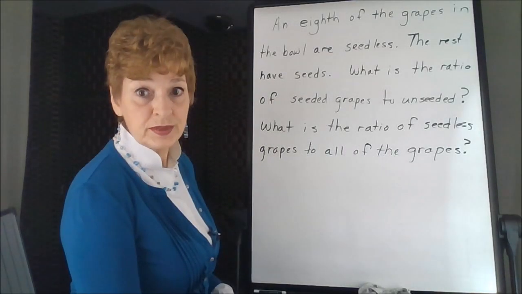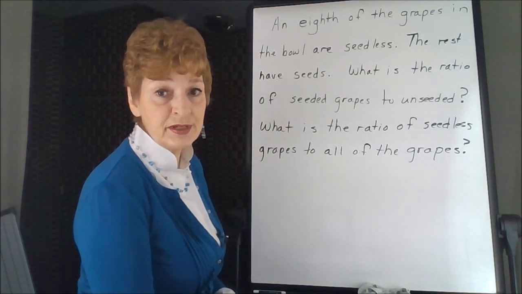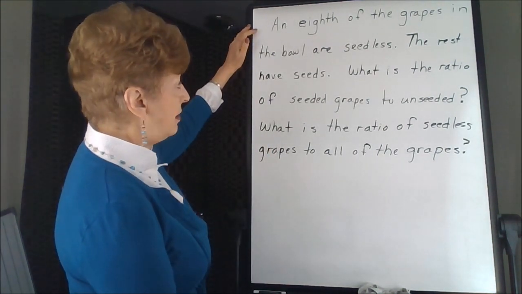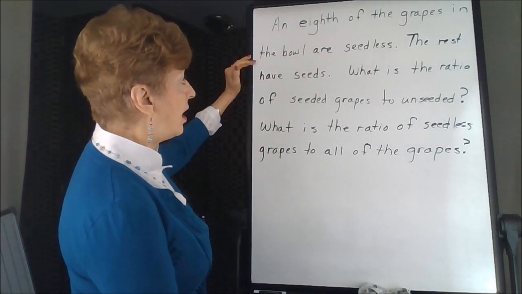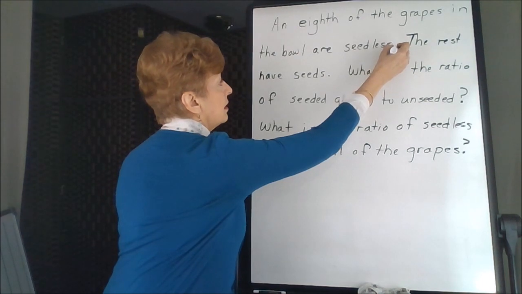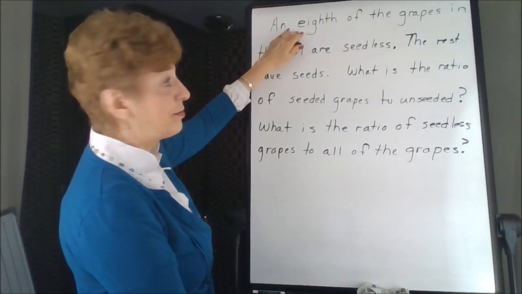Let's take some notes on our story problem. Remember, we're looking for the numbers and how they relate to each other. An eighth of the grapes in the bowl are seedless. Here's my very first sentence. I have a number in it, but it doesn't stick out. It's kind of written out.